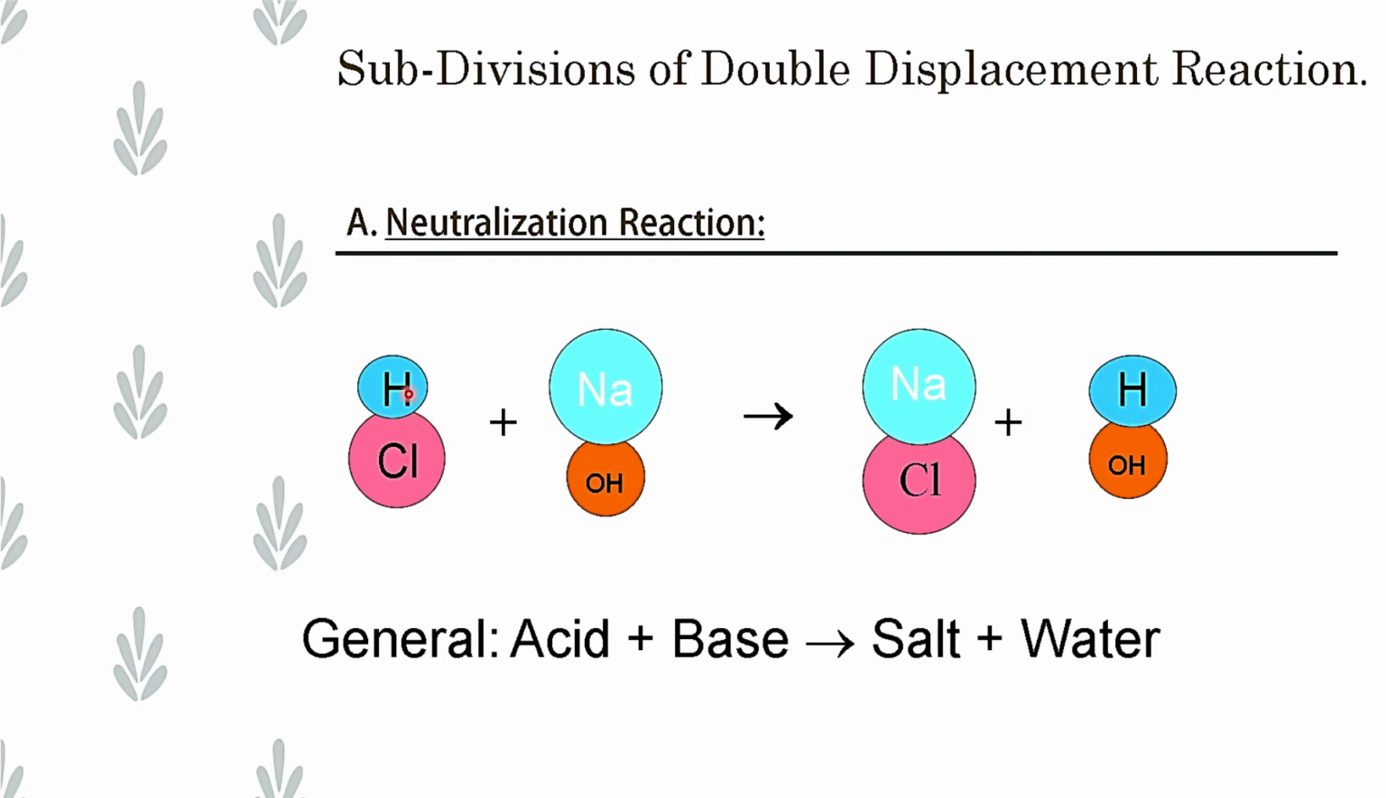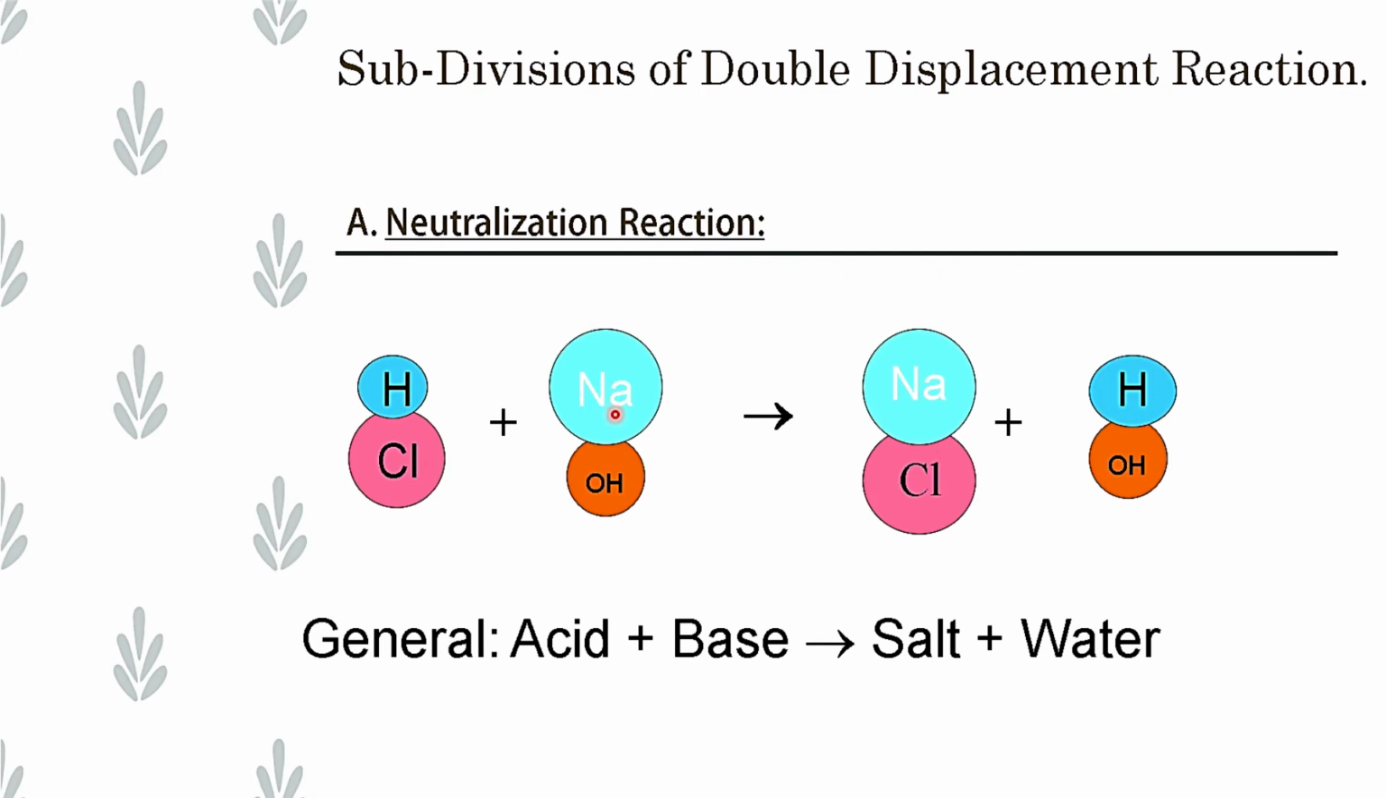The compound which is attached with hydrogen ion, which can donate hydrogen ion in any reaction, is known as acid. And the compound which is attached with OH ion, which can donate OH ion in any reaction, is known as base. So this is an acid, this is a base. These two are reacting and forming salt and water. Here you can see double displacement is taking place.